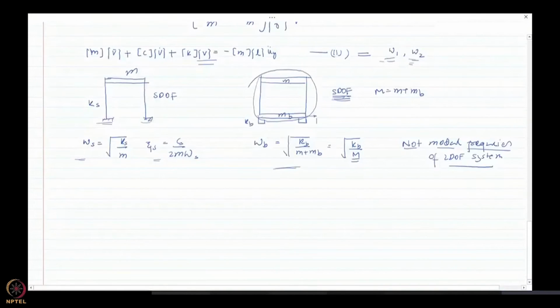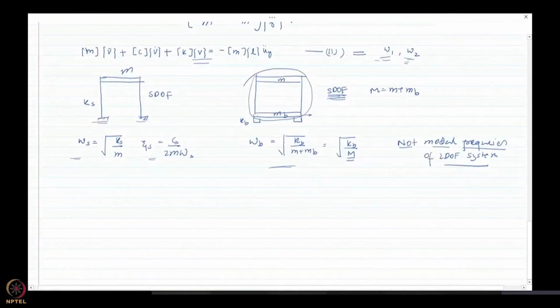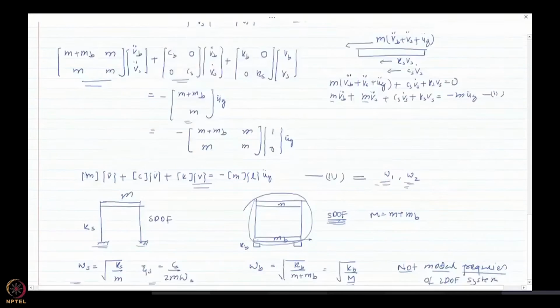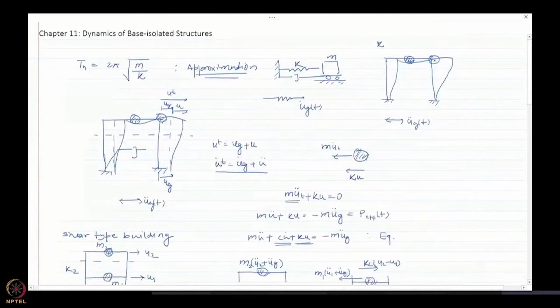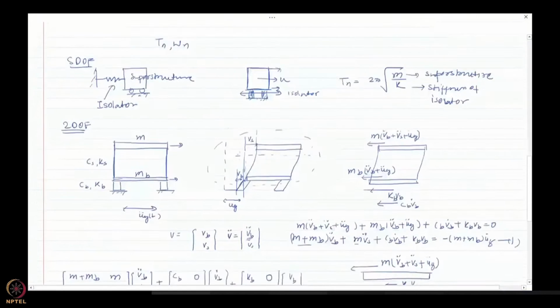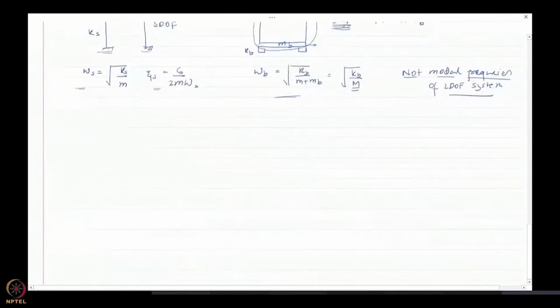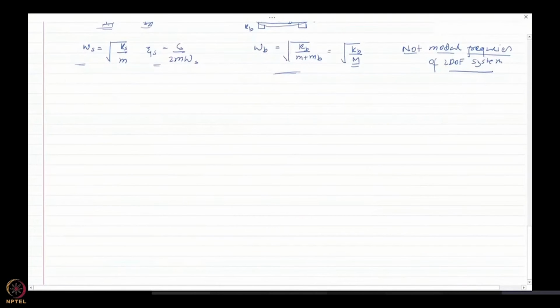If omega b is closer to omega 1, then we can say that the very first approximation that we had considered is a good approximation. In this case, what is m here? M plus mb, and K here is basically KB, right? And why is that a good representation? It depends on the frequency ratio. We'll come back to that.